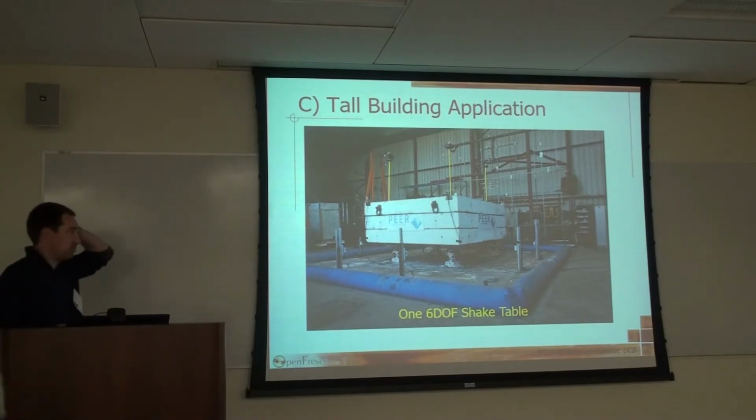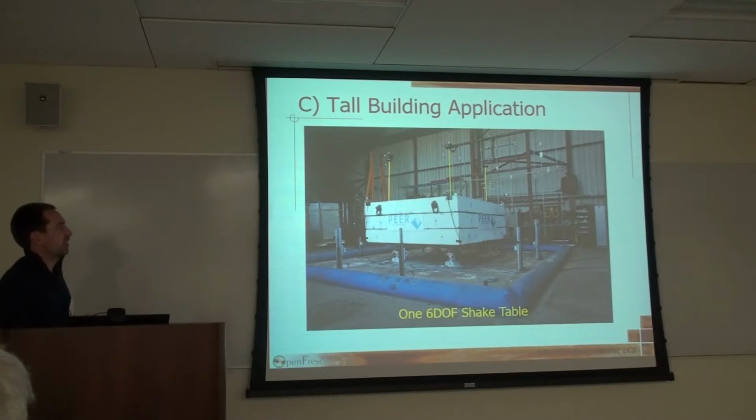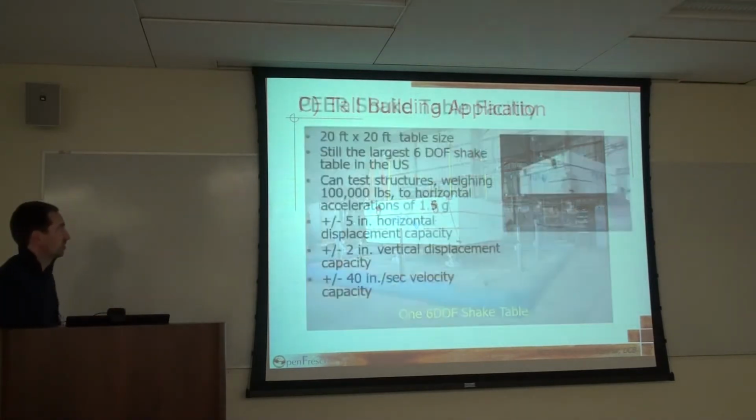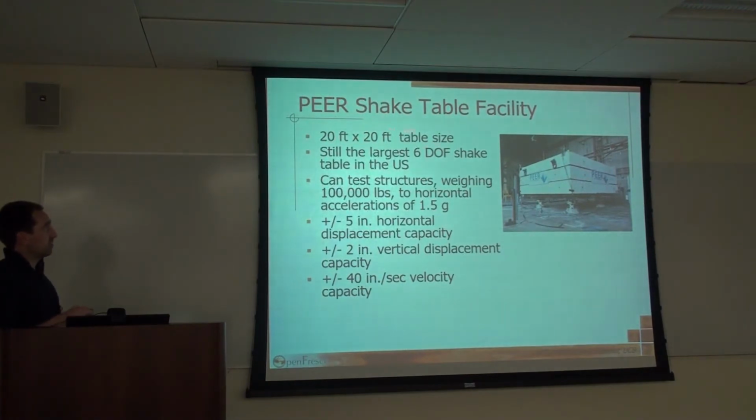Okay, then application C, last but not least, will be the tall building application that we did here on the pier shake table. So we have the 6 degree of freedom shake table that we'll see in the demo later this afternoon. And we put on top of it a tuned mass damper, like that tall building application that I was showing at the very beginning of my presentation. The pier shake table is 20 by 20 feet, so 6 by 6 meters. I think it's still the largest 6 degree of freedom shake table in the US.